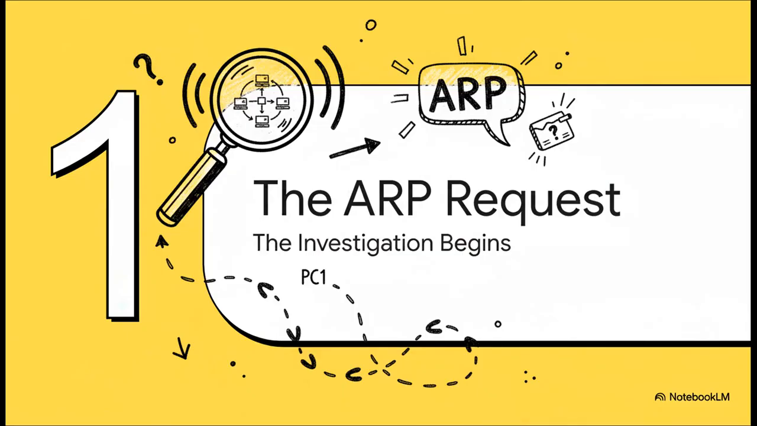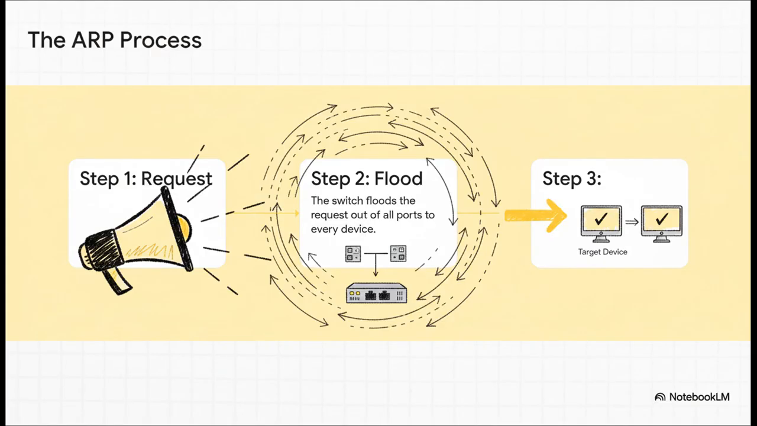Well, it puts on its detective hat and starts an investigation. And its number one tool for the job is something called the Address Resolution Protocol, or ARP for short. This is how it starts tracking down that missing MAC address. The whole ARP process is actually this beautiful, simple three-act play. First, there's a public request for information. Then, the network makes absolutely sure everyone hears that request. And finally, the right device steps up and gives a direct answer.